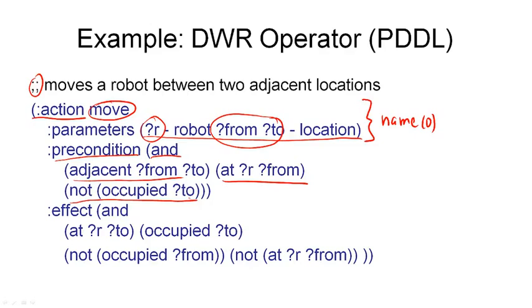Similarly, for the effects, they're listed here. They are a conjunction of effects, and it's the same 4 effects we've seen previously, namely that the robot must be at the 2 location as a result of the action, and this location will be occupied. The robot is no longer at the from location, which is no longer occupied. You should now be able to express the other two operators introduced in the previous slide in the PDDL notation. So why don't you do that as a little exercise here?